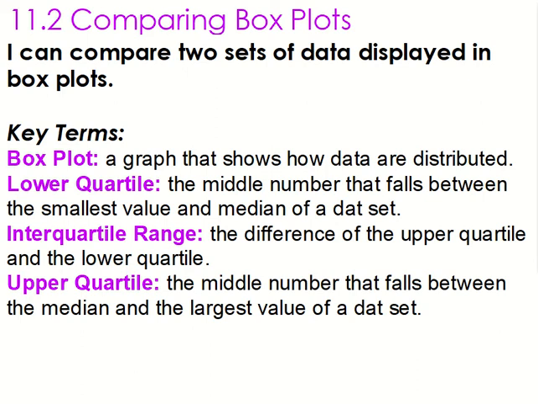A box plot is a graph that shows how data is distributed. That's all it really shows. How much is it distributed? Where is it distributed? We have a couple of new terms. One is the lower quartile. It's the middle number that falls between the smallest value and the median. So basically it's the middle of the smallest value and the middle. So the middle of the middle. It's like a double middle.